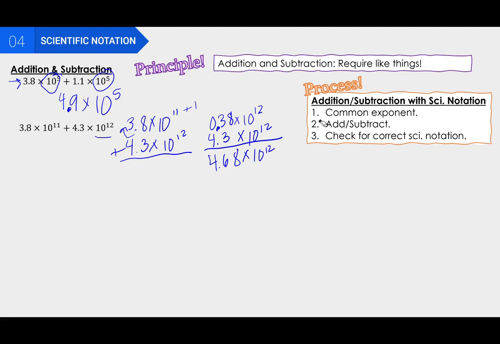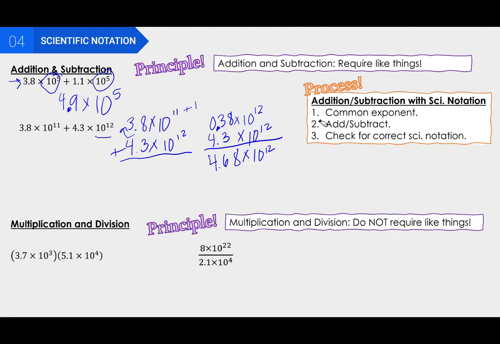Alright, you may have remembered that with multiplication, luckily we do not require like things. The same thing is true with division. So you can just focus on the numbers that are not 10 first. So 3.7 times 5.1, let's go ahead and multiply those on this problem, and we get 18.87. And then we're just going to combine all of our 10s. So we have 3 10s and 4 10s. Add those together. You have 7 10s.